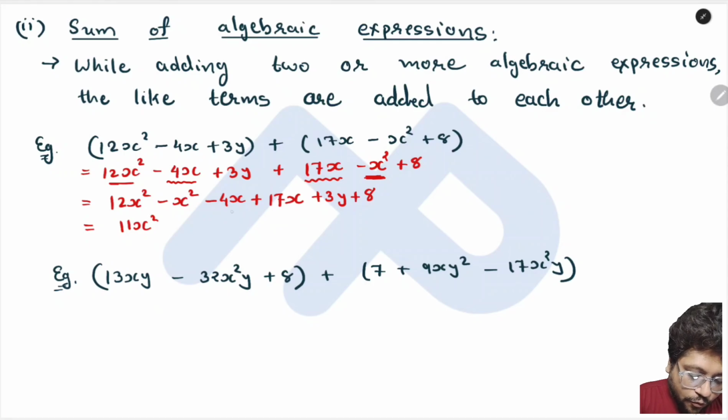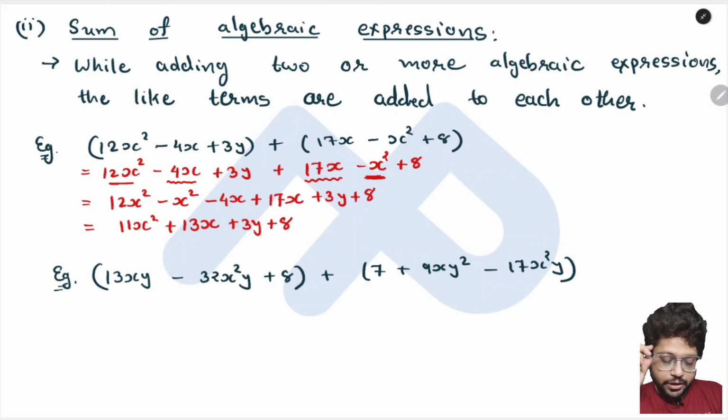Similarly, this minus 4x plus 17x. So that is just doing minus 4 plus 17, which is positive 13. So that's positive 13x. You see, I am putting the variable as it is, I am just adding and subtracting the coefficients. Then this 3y plus 8, because they don't have any like terms, they will remain as it is. Clear? So this is your answer, 11x square plus 13x plus 3y plus 8. I hope it's clear. Let's see another example also.